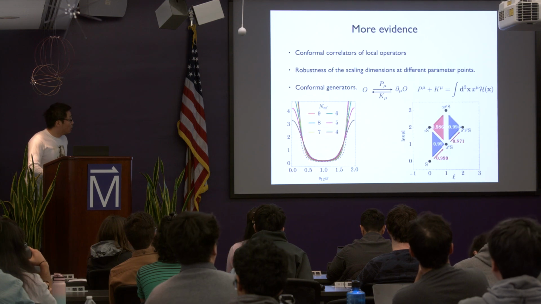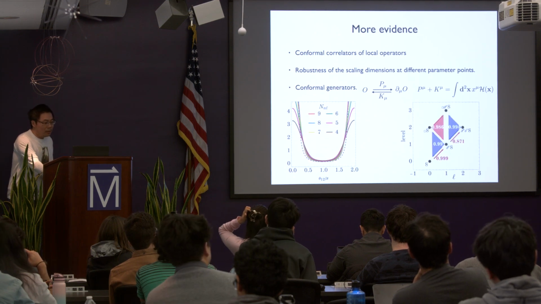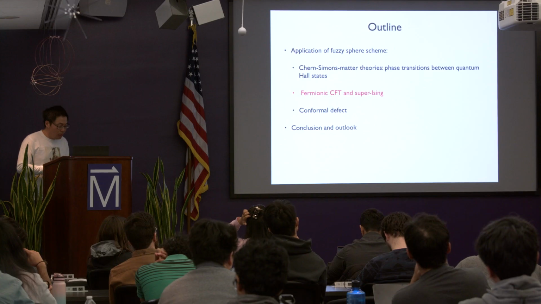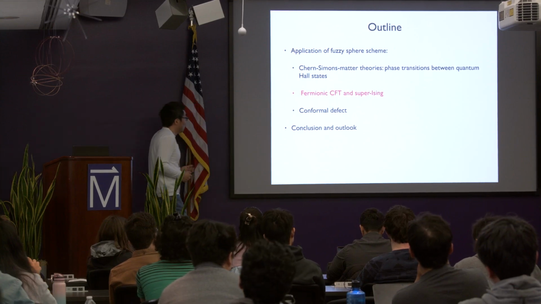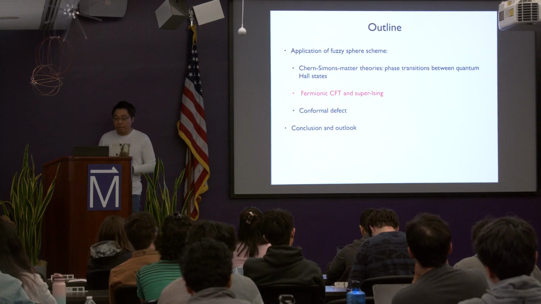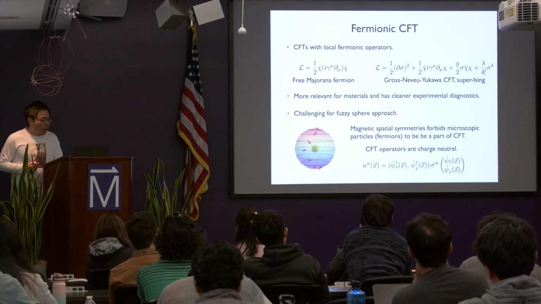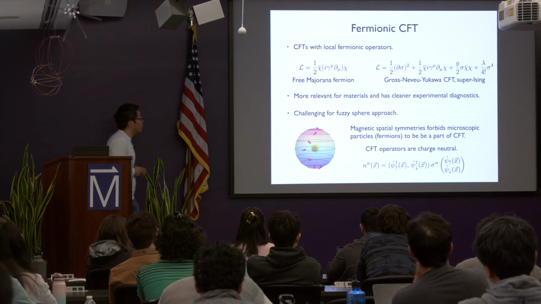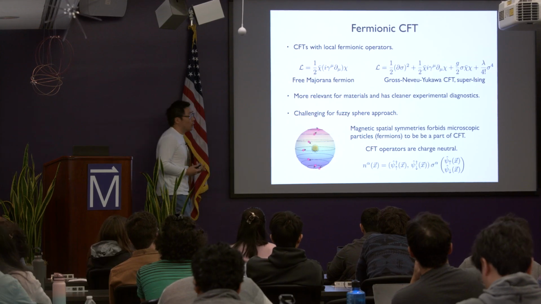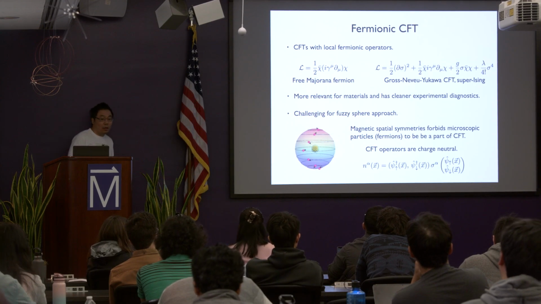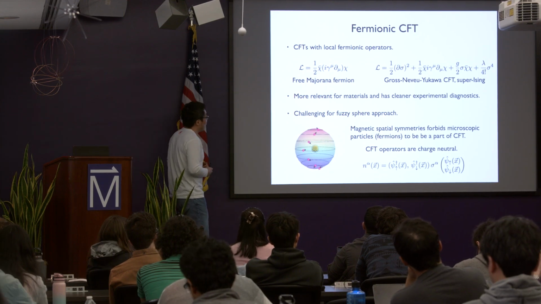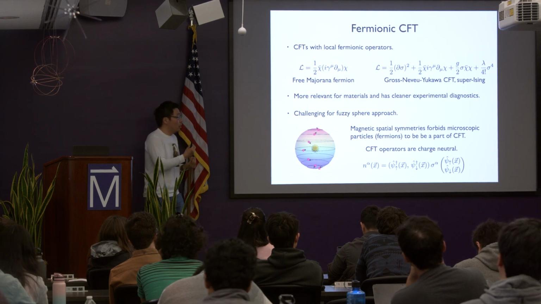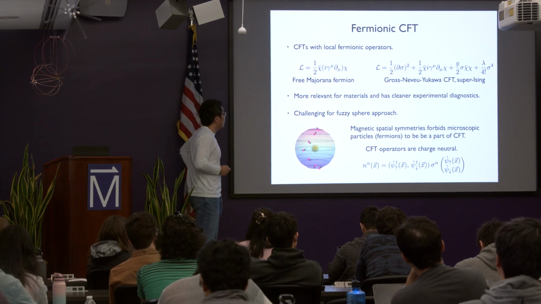Okay, so this is one example, and now let me move to another example, that is the fermionic CFT and super Ising. So the fermionic CFT just means that it's a CFT with local fermionic operators, right? All the examples I have talked about are bosonic CFTs, like Ising, like this confinement transition of the Laughlin state. You don't have local fermion operators, right?